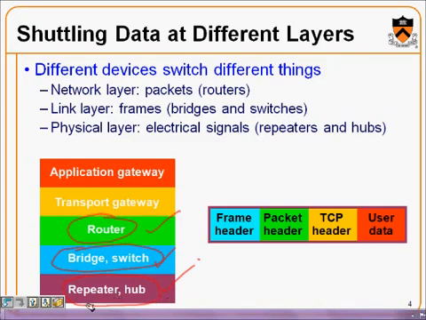Routers are at the network layer. So they are connecting devices at the network layer. Bridge and switch are connecting devices at the data link layer, and repeaters and hub are interconnecting devices at the physical layer. Okay, so now let's try to see in detail.